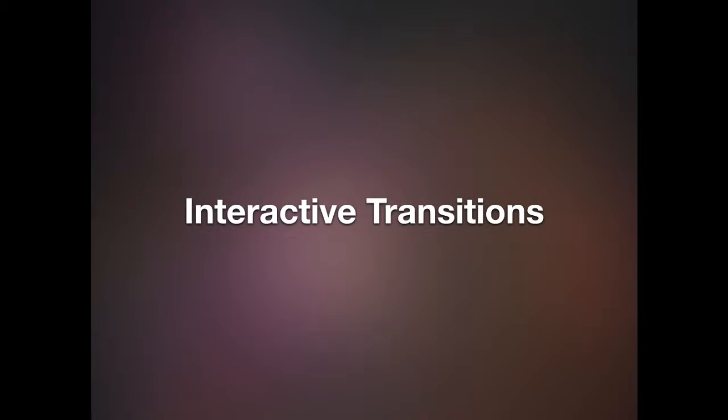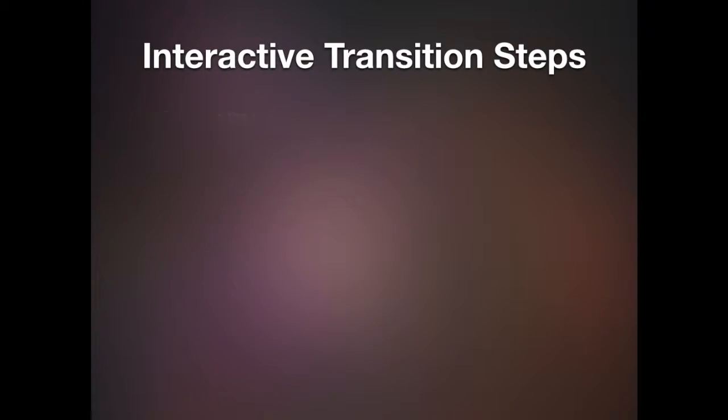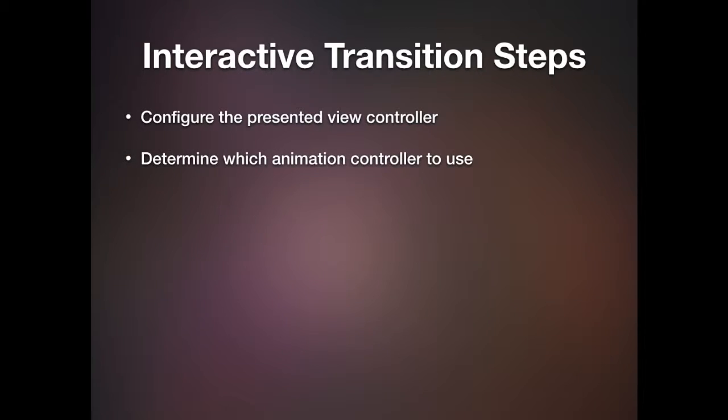Okay, now we're going to get into the little more complicated, a little more cool and fun transitions. So going through the steps on how to perform this, we're going to see that this is very similar to what we've previously done. We're just going to add a couple extra steps to make things interactive. So we're going to configure our presented view controller like we did before, give it the transitioning delegate, give it the presentation style. We determine which animation controller to use, so we're going to create a new animation controller that's going to be based on interactive elements.